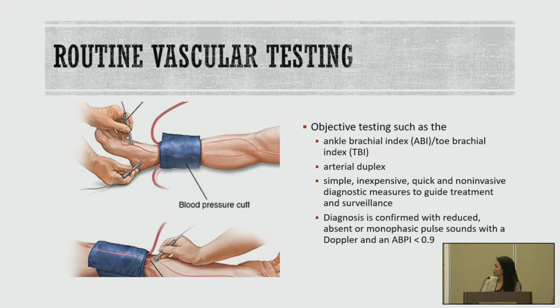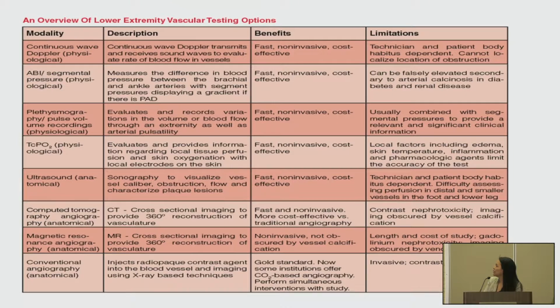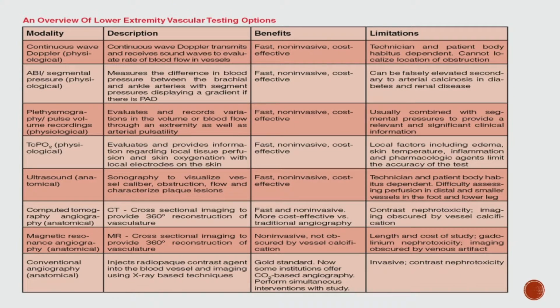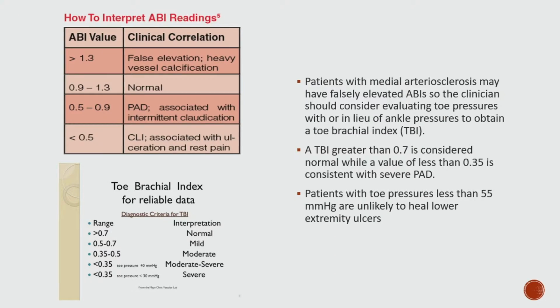So just a little bit about ABIs again, arterial duplex. These are just little tidbits of what we can order as outpatient. This is a busy slide, but it gives us options for ordering wave Dopplers, ABIs, TBIs, PVRs, transcutaneous oxygen pressures. All of these can be done as an outpatient, and then eventually referral to vascular so that they can do any further testing or intervention that they find necessary.